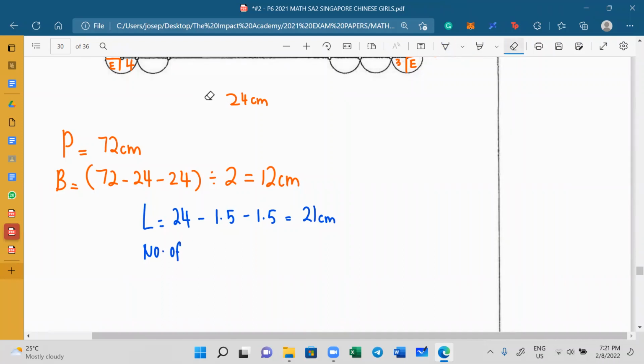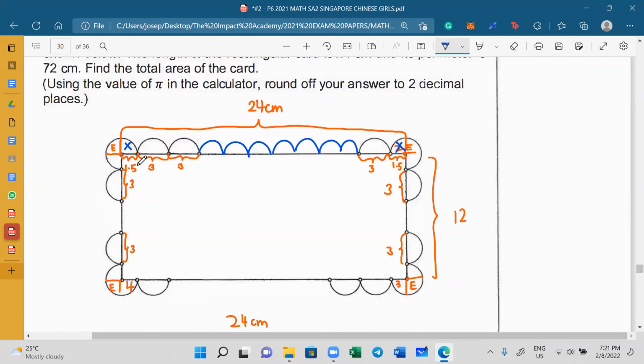Okay, the number of semicircles is equals to 21 centimeters divided by 3, which is equals to 7 semicircles. So that means I can place 7 semicircles from where to where? From here all the way to here. I can put 7 semicircles. Including how many quadrant? 2 quadrant at the side.